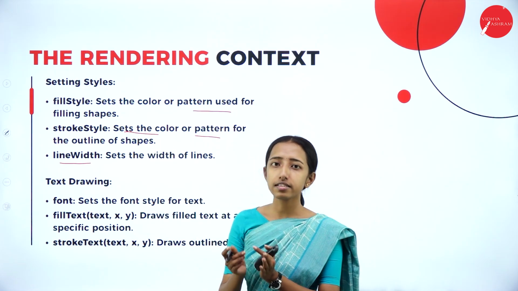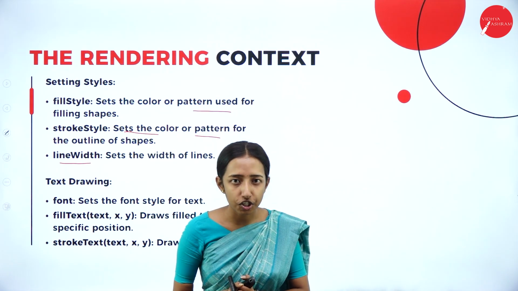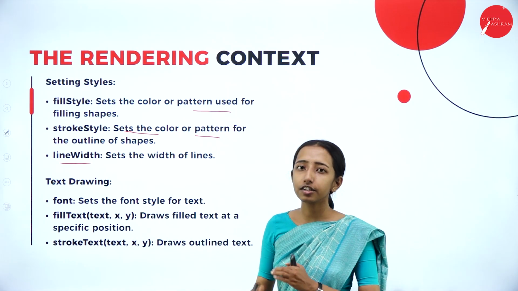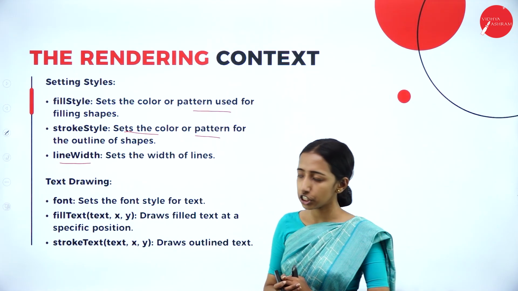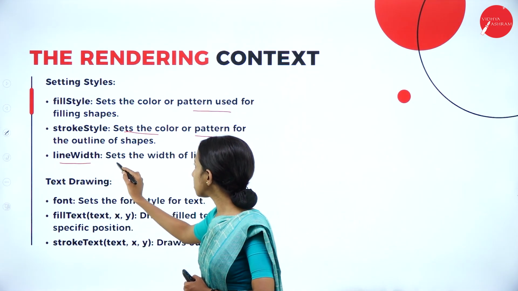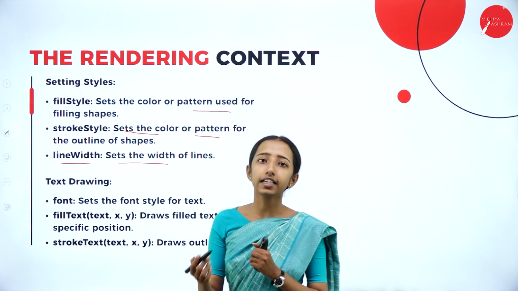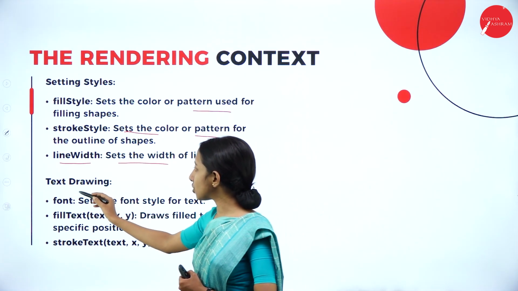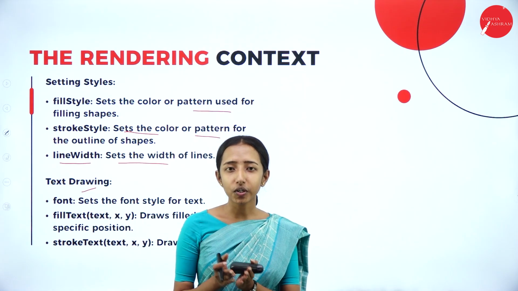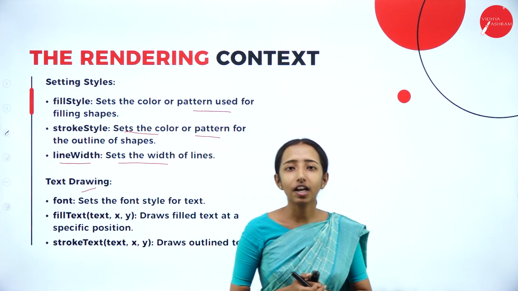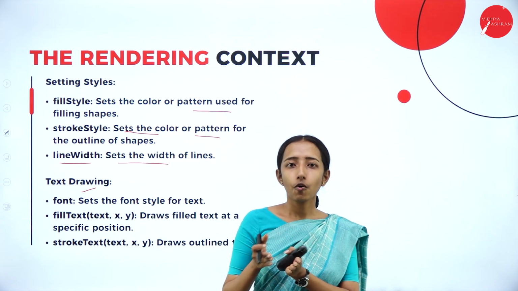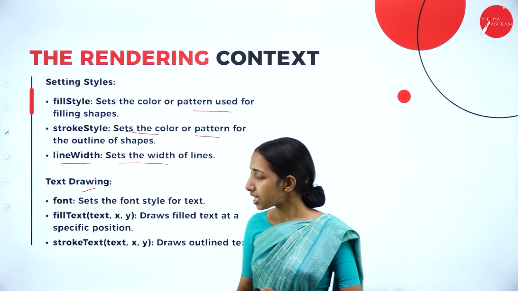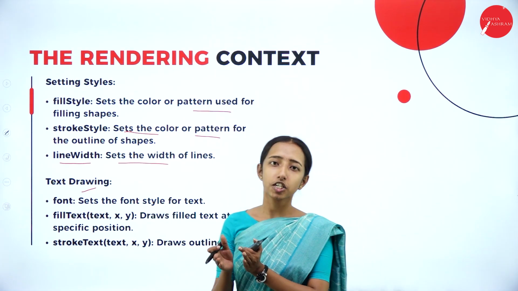So mainly fill style means it will fill inside the shape, whereas the stroke style will give you an outline for the shape. Next, line width sets the width of the line, that is the thickness of the line we are drawing. So these are particularly for drawing the lines or the paths we want to have in our graphics.